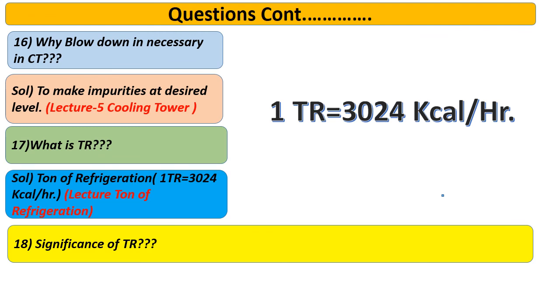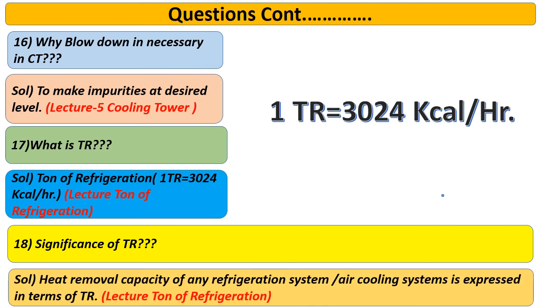Next is, friends, what is the significance of TR? Friends, the TR value tells us how much heat my cooling tower can remove. Suppose I tell you that my cooling tower has a capacity of 5 TR. That means 5 into 3024 kilocalorie per hour of heat is what my cooling tower can remove from that system. So friends, the heat removal capacity of any refrigeration or air cooling system is expressed in terms of TR. 1 TR is basically 3024 kilocalorie per hour.